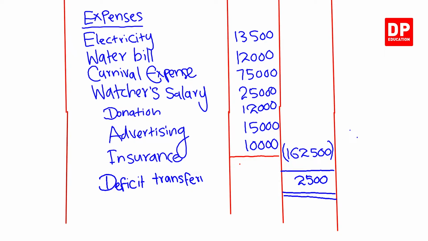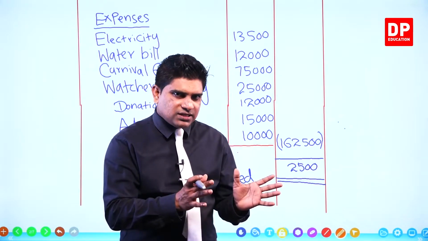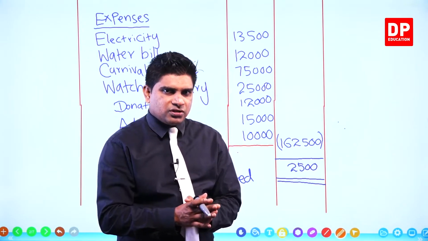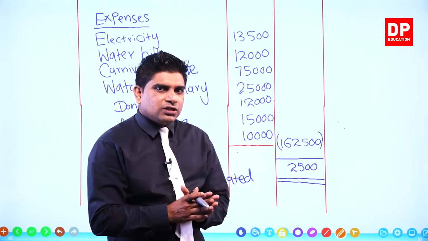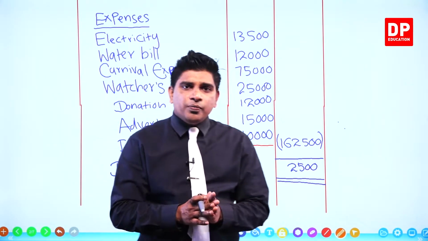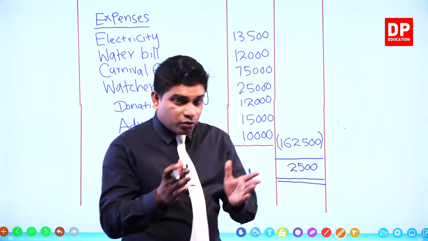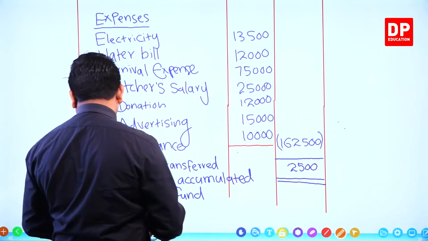Transferred to the accumulated fund. Remember, deficit is loss, right? Income is less than expense, so it is a deficit. Now this question is also finished. Now we move to the next question.